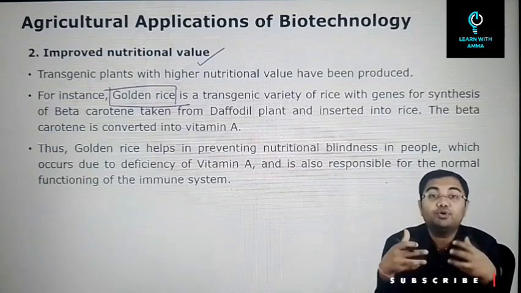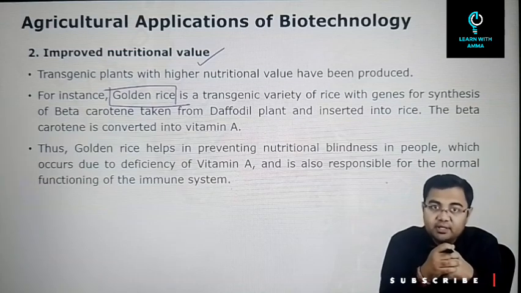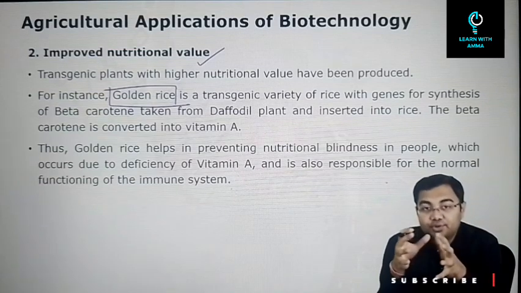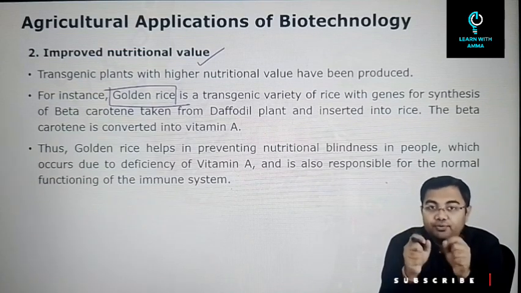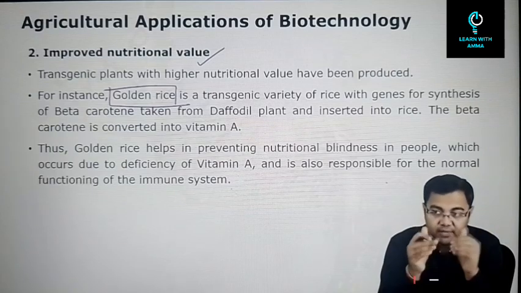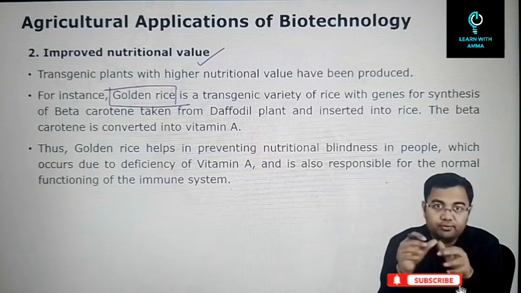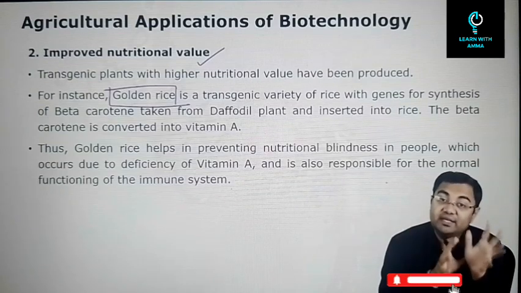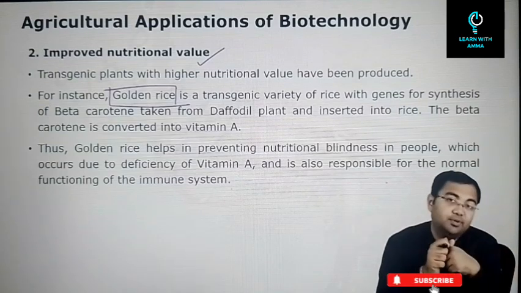We need to provide more vitamin A in these kinds of areas. One of the ways to do that is that your food itself should contain the requirement of vitamin A. The required amount of vitamin A should be there in your food itself. This is where a crop like golden rice came into the picture.